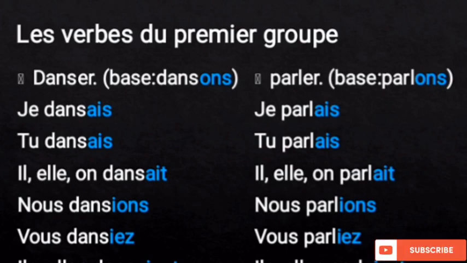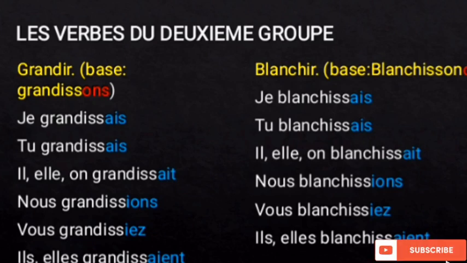So it's the same thing. Just know the verb in the first person plural, which is the nous form of the present tense. Remove the ONS and add your endings. You will conjugate the verb perfectly in the imperfect. Ça, c'est le secret.